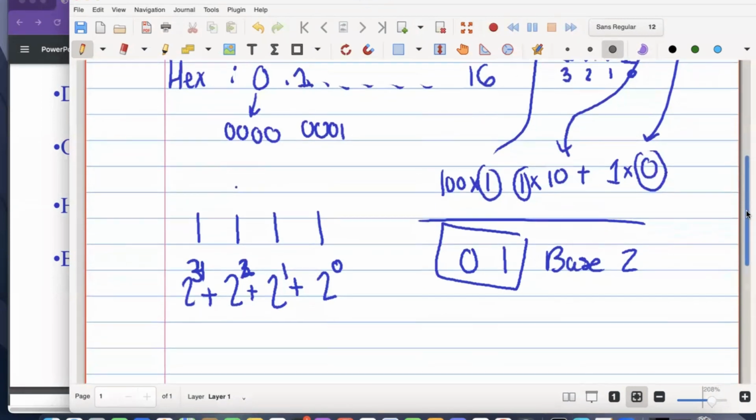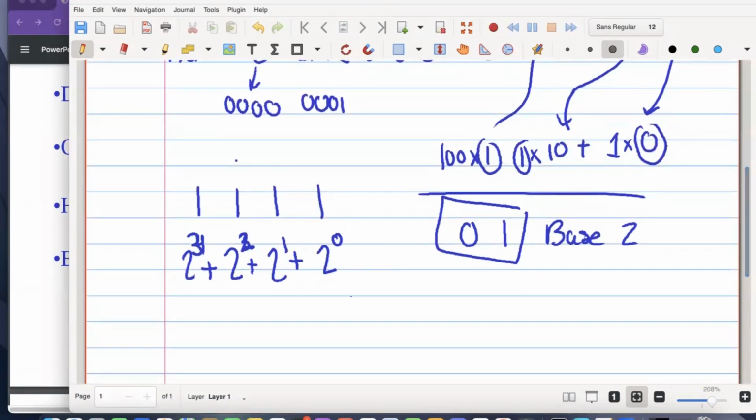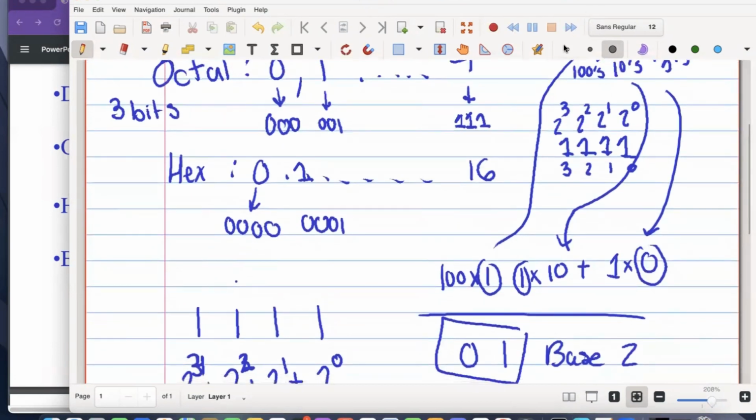You can see as we add it, 2 to the 0 is 1. 2 to the 1 is just 2. 2 to the 2 is 4. And 2 to the 3 is 8. So it's going to be 8 plus 4, 12, plus 2, this is 14? Is it 14? Yeah, it's 14 plus 1, that's 15. So we call it hexadecimal, but it is still just 0 to 15.